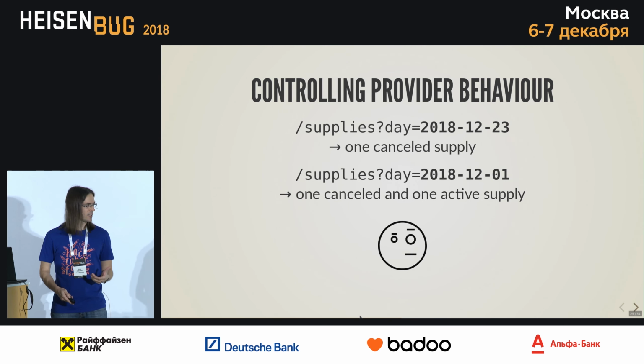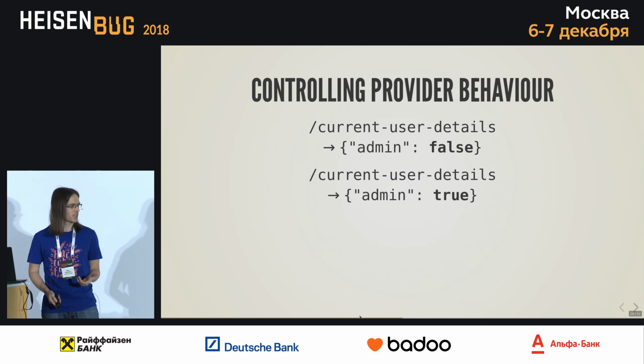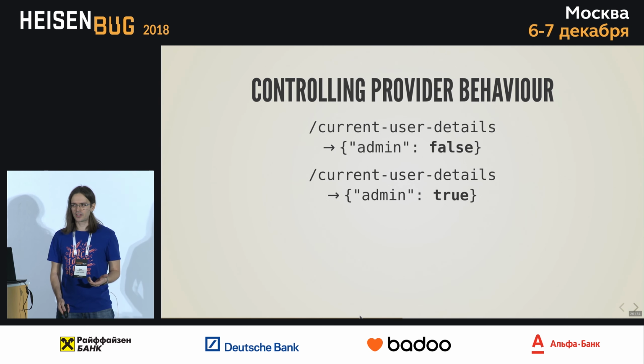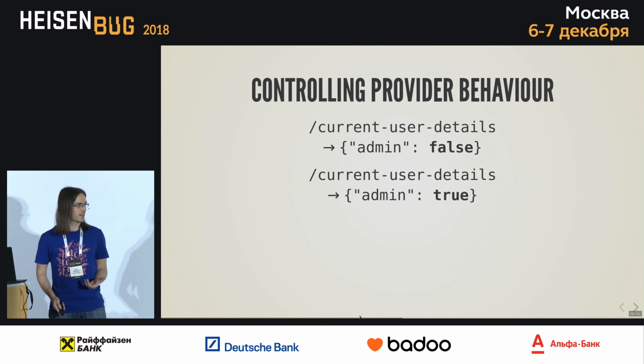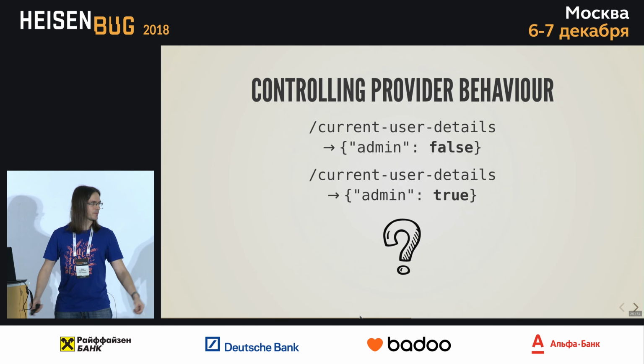But you know what? I think it's really cryptic. What's so special about 1st December? And sometimes you are not able to use this approach because you have an endpoint that doesn't have any query parameters. And sometimes we need a non-admin user returned, and sometimes we need the fake server to return an admin user. How do we do it?